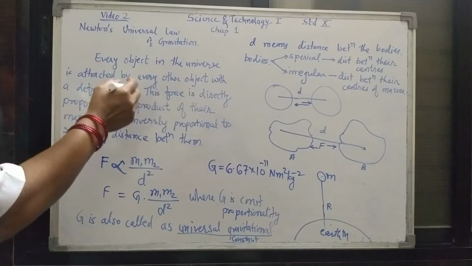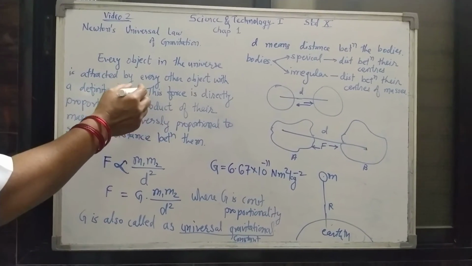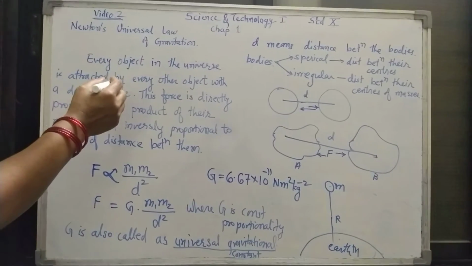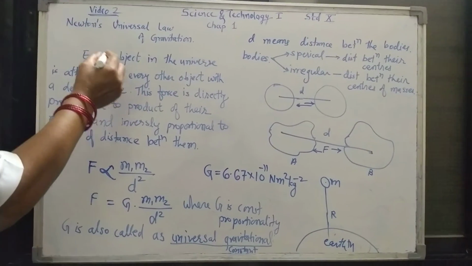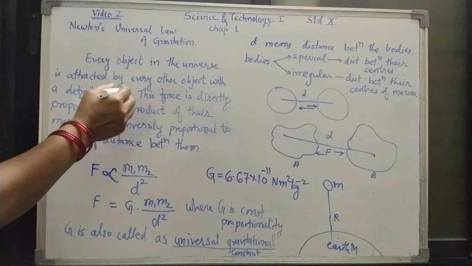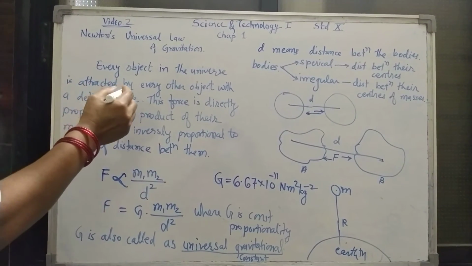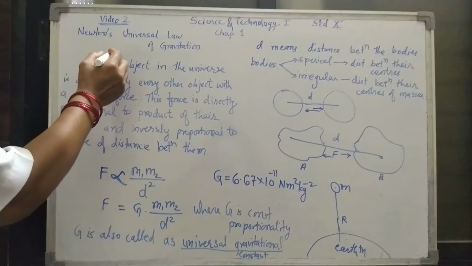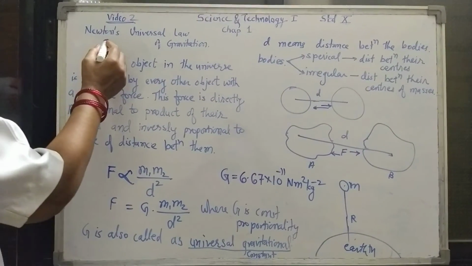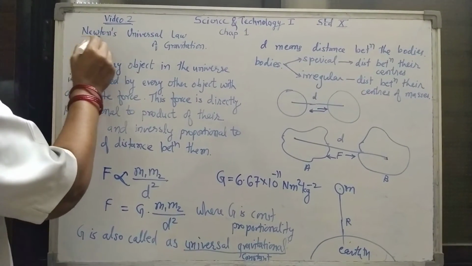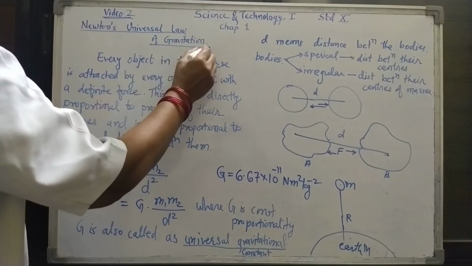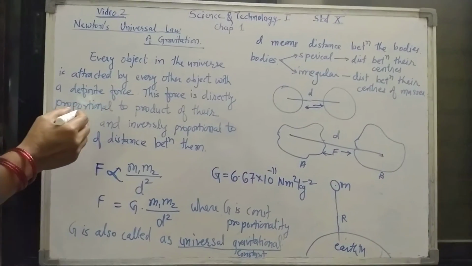Students, we have seen Kepler's three laws. We know that these three laws helped Newton in forming the formula of his theory of gravitation. That's why now we have to see the next point, Newton's universal law of gravitation.